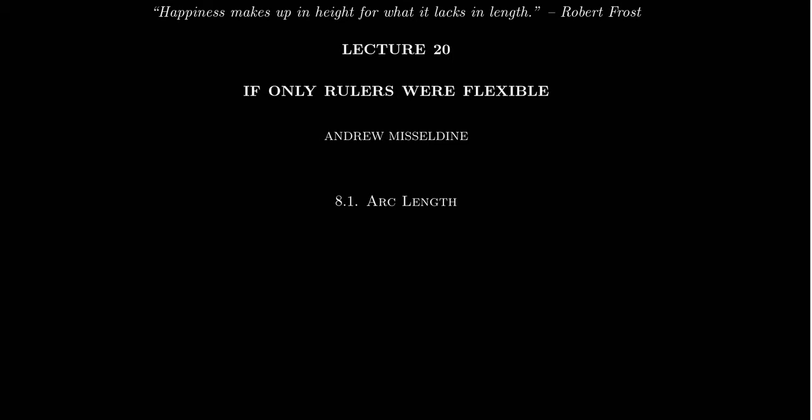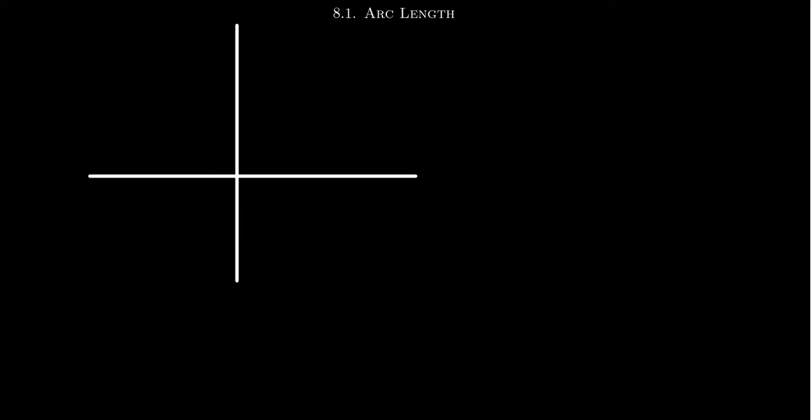So in lecture 20 here, we're going to start our discussion about arc length. How can we find the length of a curve in the plane here? And so let's start off with that plane. We'll have our x-axis and our y-axis, which we'll label there. And consider two points. The first point we'll call point 1, whose coordinates are x1, y1. And the second point, we'll call it the second point, whose coordinates are going to be x2 and y2.